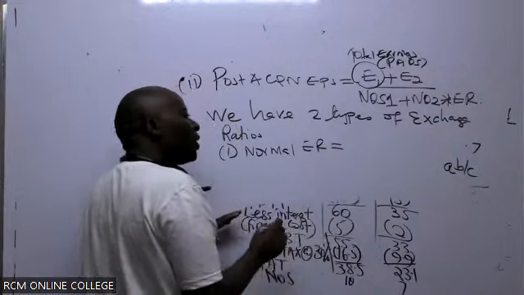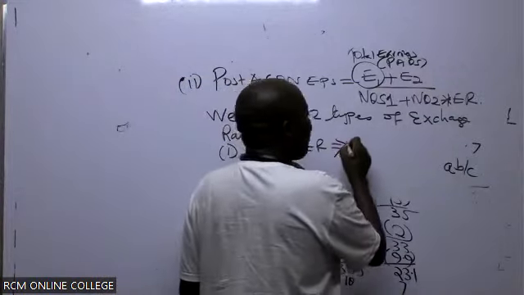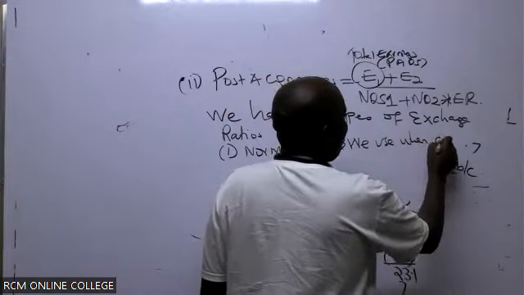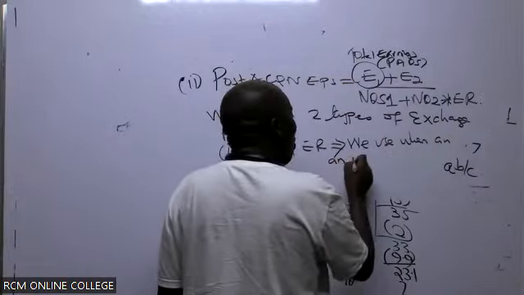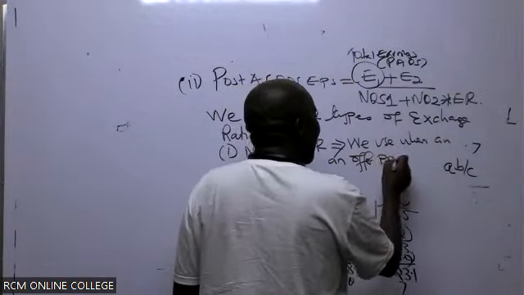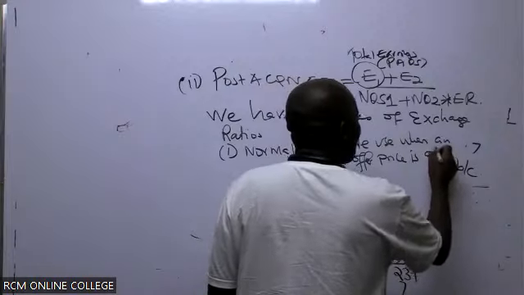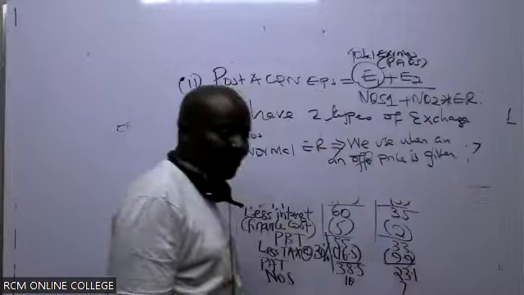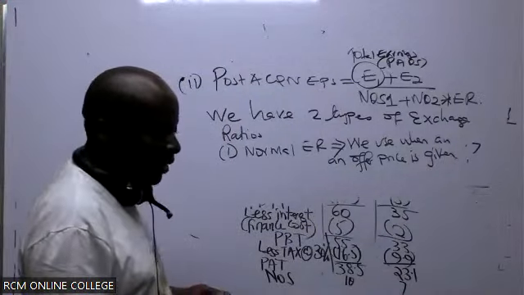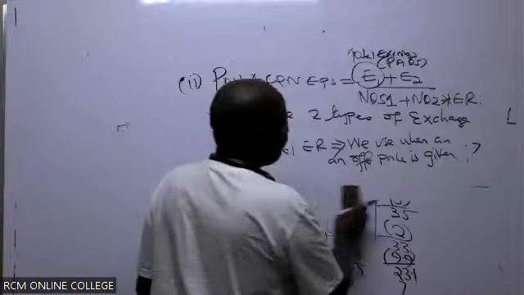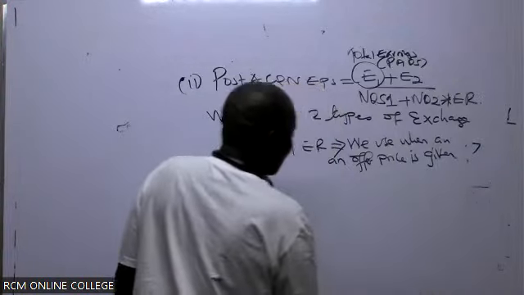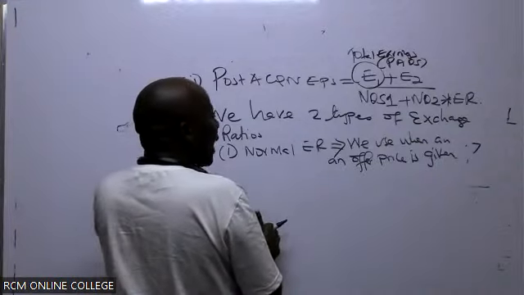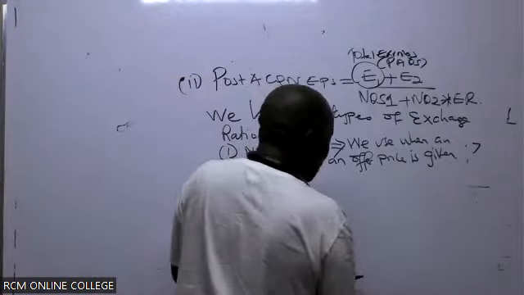Normal exchange ratio, this one here, we use it when an offer price is given. So whenever an offer price has been provided, we shall never think about this other non-diluting exchange ratio.